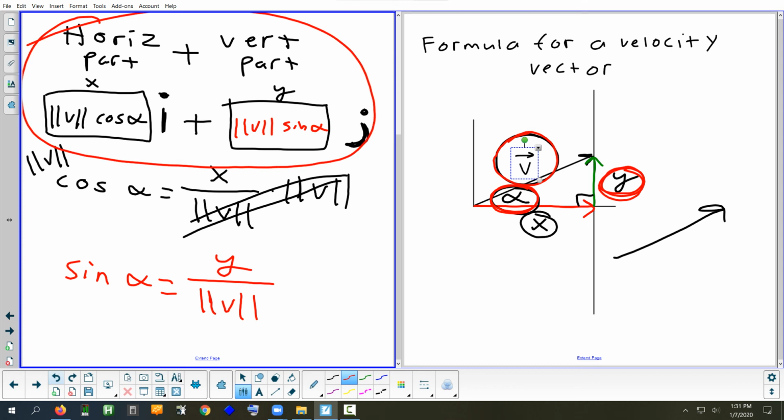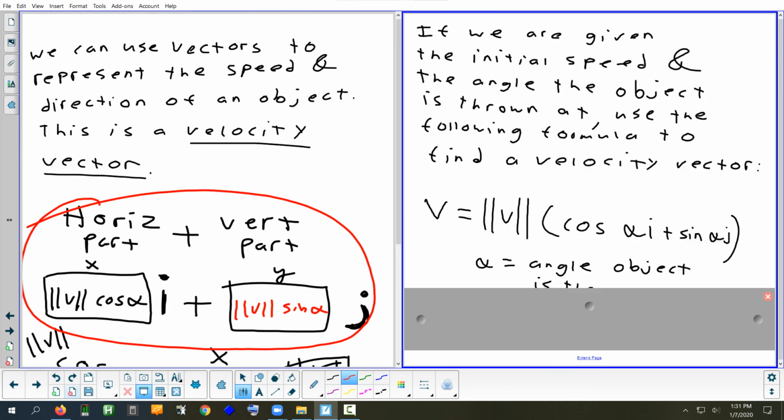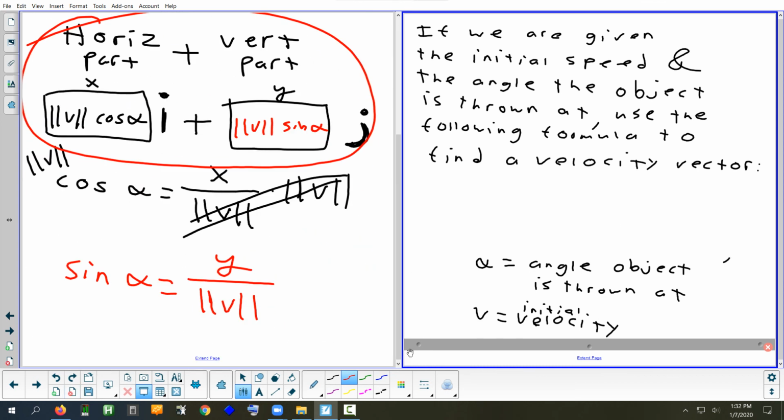And that is the formula for a velocity vector. Magnitude V cosine alpha I plus magnitude V sine alpha j. I don't write boxes when I write this out. So we're going to leave the boxes off. All right. And just in case you forget what alpha and V are, I wrote them right there for you. Alpha is the angle that the object is thrown at. V is the initial velocity. But you have to be given those two things. This problem doesn't work if you're not given that. Speed, angle. Those are the two things you will always be given.